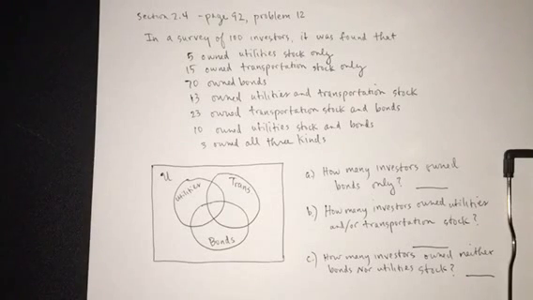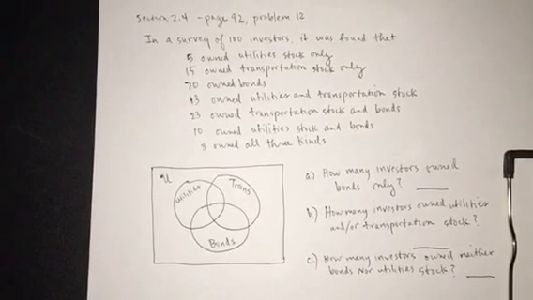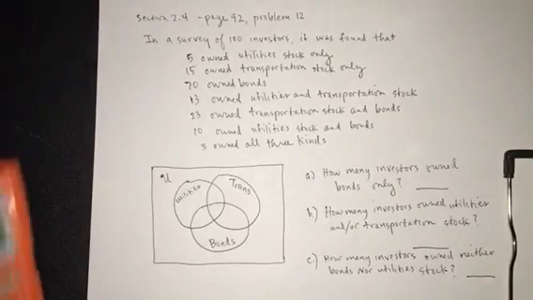Okay, here is question number 12 from page 92 in section 2.4. This is another one of the counting problems on the number of items in a set. This is a turn-in problem. This one's a little bit trickier than some of the others we've done.